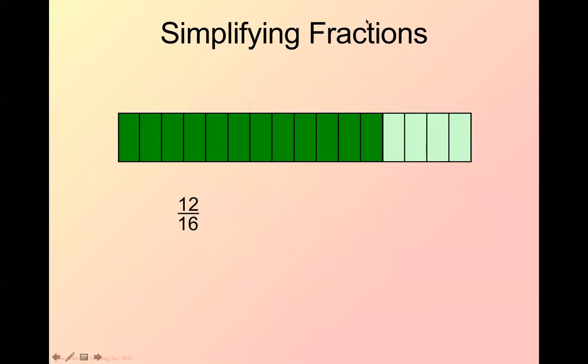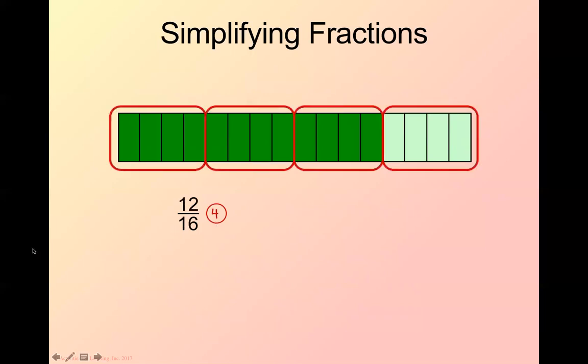Now, I could try to group it in 2s. Well, that would probably work. Let's try 3s. I can't do 3s because I'm going to end up with 1 left over here. So let's try 4s just to see if we can do it. Now, I'm going to write the number 4, just reminding myself that I'm putting it in groups of 4. So here's 4s. Hey, that worked. I don't have any leftovers. So my answer is going to be 3/4.